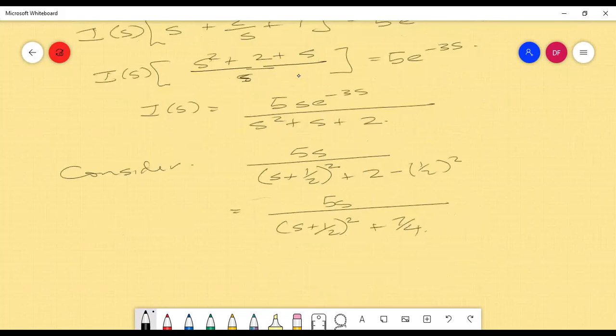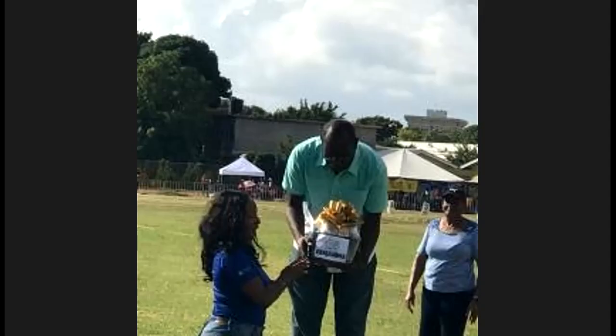All right, so now we're going to go to our, let me write it this way. All right, so what we're going to do is go to our Laplace transform table and see what it looks like.